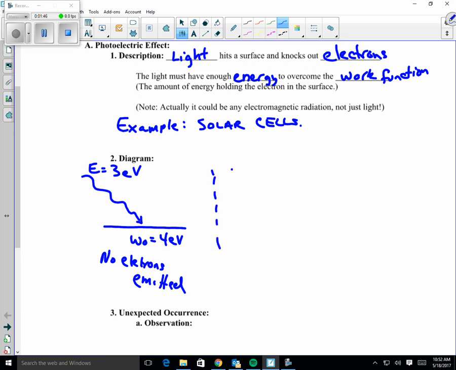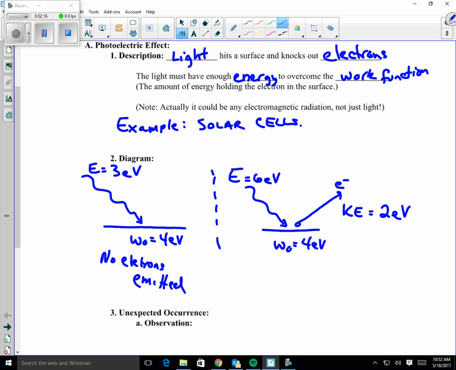But then if we increase the energy of the wave, let's say we make it 6 electron volts, the work function is the same surface, so the work function is still going to be 4, then electrons are going to come out. And the kinetic energy of those electrons is just the leftover energy. So the light had 6 to give up, it only took 4 to release it, and the kinetic energy is going to be 2. And if you remember that this is almost always a conservation of energy problem, it's going to make the problems much easier.